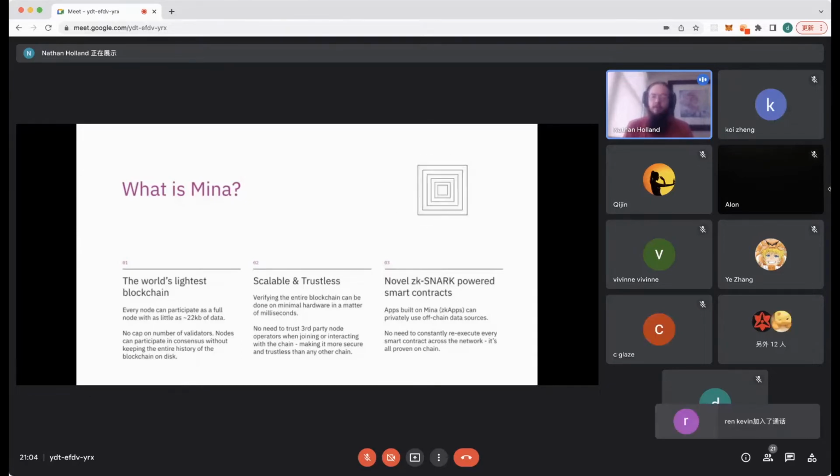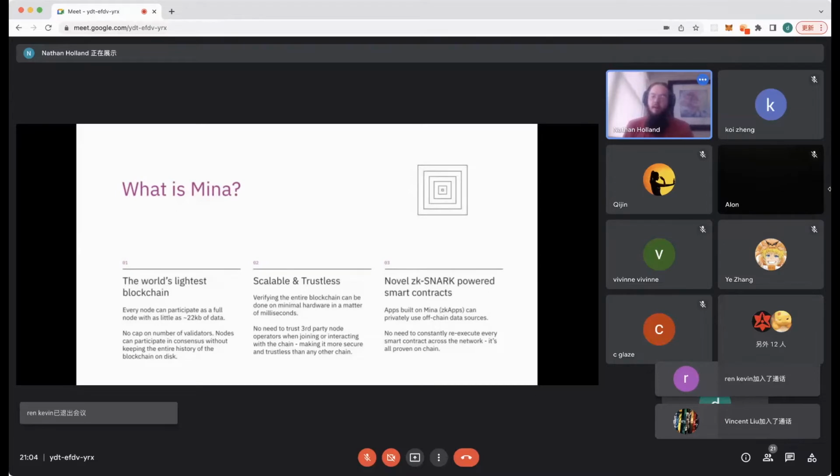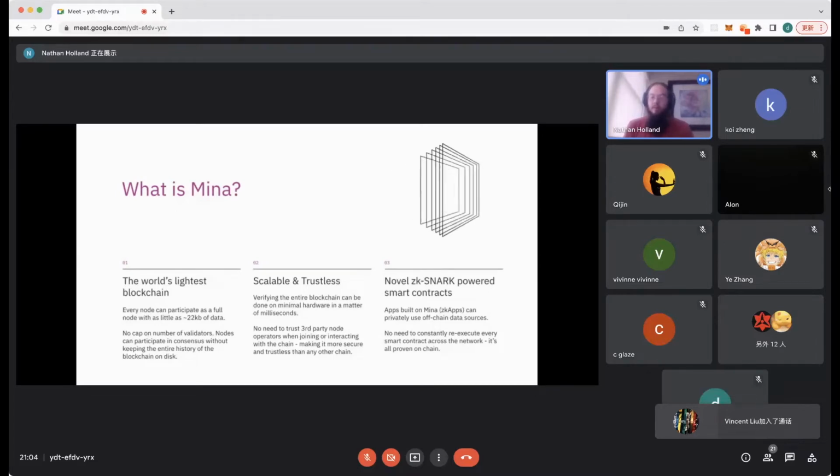And additionally, Mina includes a novel ZK Snark-powered smart contract system, which we call ZK apps. They can privately use off-chain data, and there's no need to store any information on the network. And replay contract executions forever into the future, like blockchains like Ethereum work.